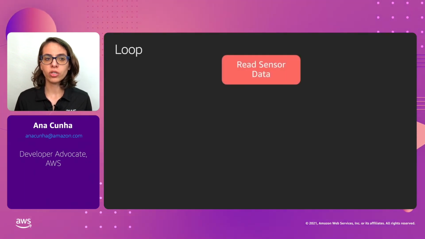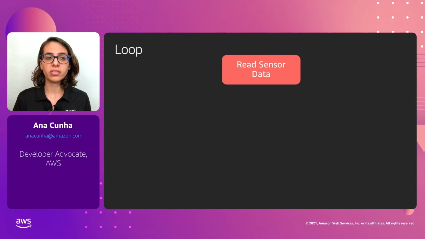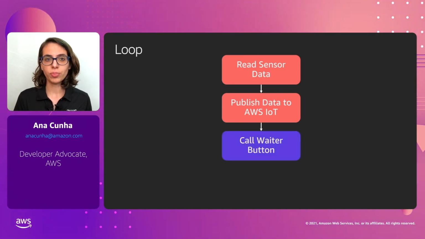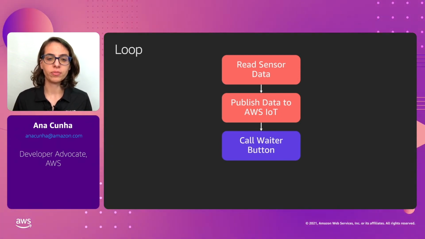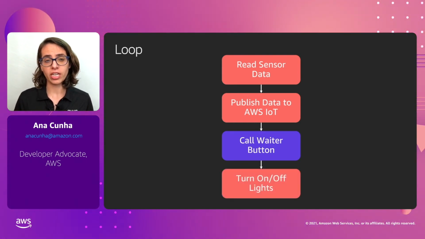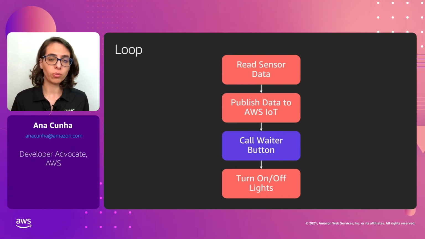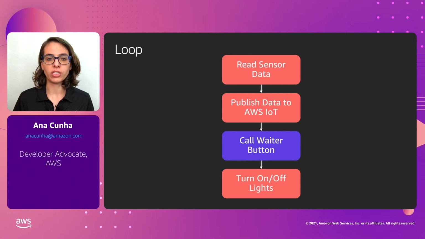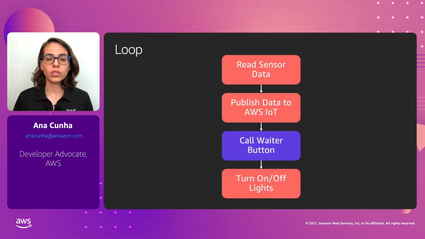In the next module, we're going to learn how to read sensor data. We'll then send that sensor data to AWS IoT. We'll also want to keep having our push button behave as a call waiter button. Another thing we might want to do is receive data from AWS IoT, like we did in Module 1, and then turn on or off the lights based on whatever message we received. So we have all this code inside our loop function.